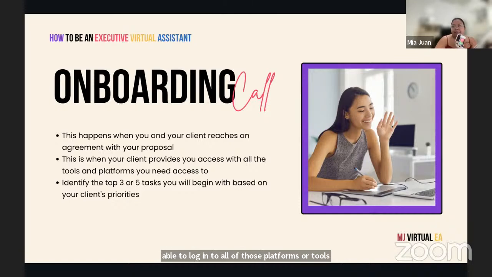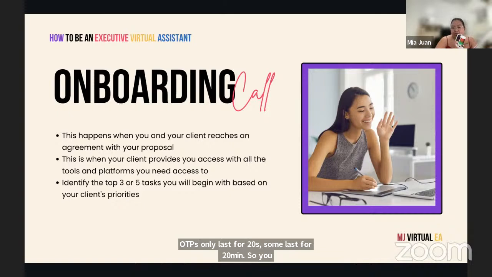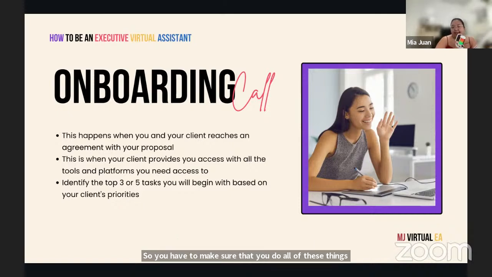Why? Because some of those logins would require an OTP or a code that your client will receive. So it will take you a long time if you do it offline, because sometimes your client might be busy. So when you send out the login, your client will reply after an hour and the OTP already expired. Some OTPs only last for 20 seconds, some last for 20 minutes. So you have to make sure that you do all of these things already during your onboarding call. Okay. And then that's it.